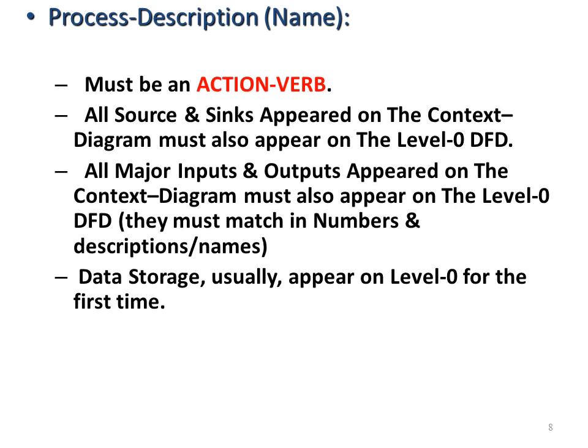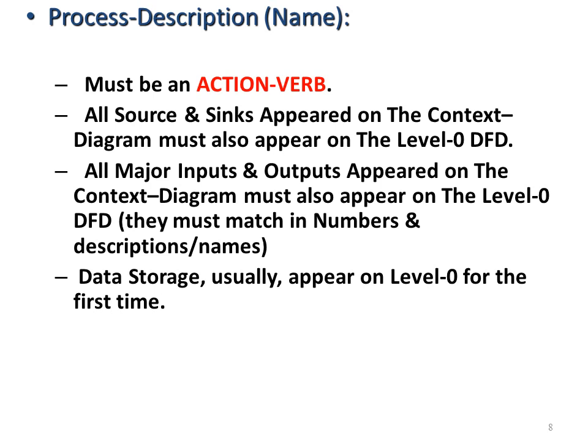The process should be labeled with the action pair. All sources and sinks that appear in the quantity diagram must also appear on the level 0 in order to keep the consistency between the quantity diagram and level 0. And all major inputs and outputs that appear in the quantity diagram must also appear on the level 0.